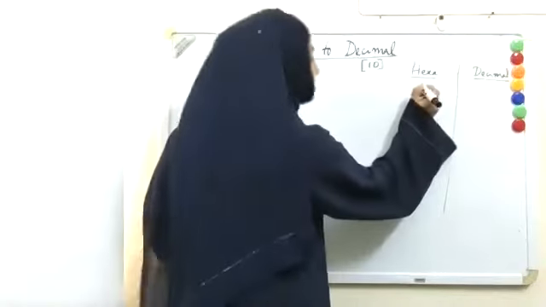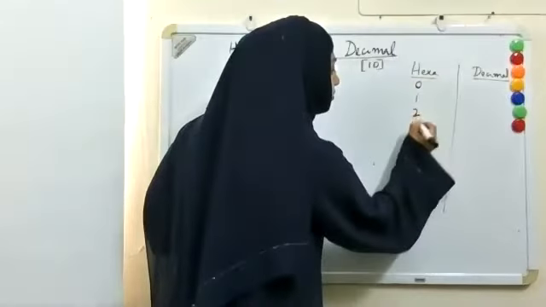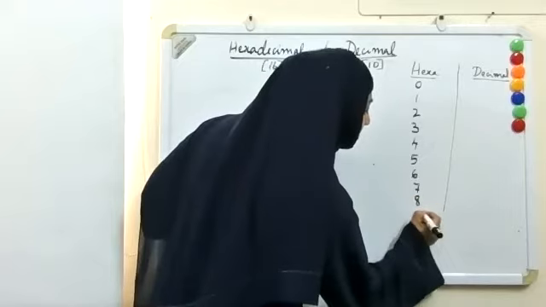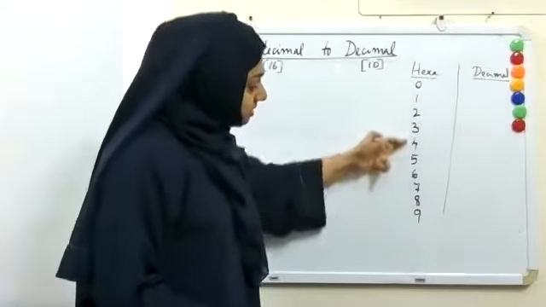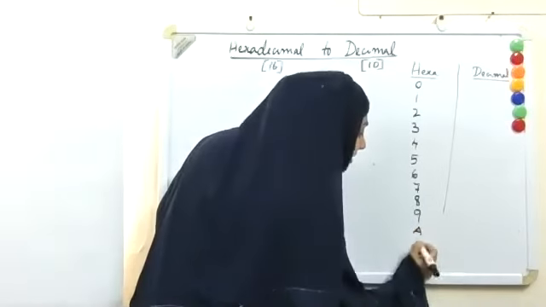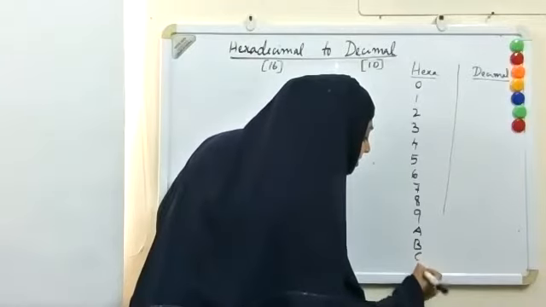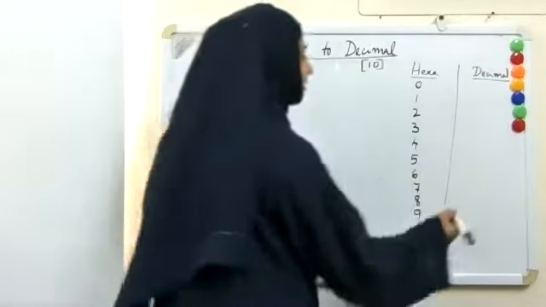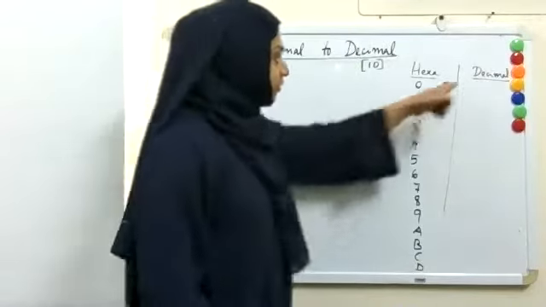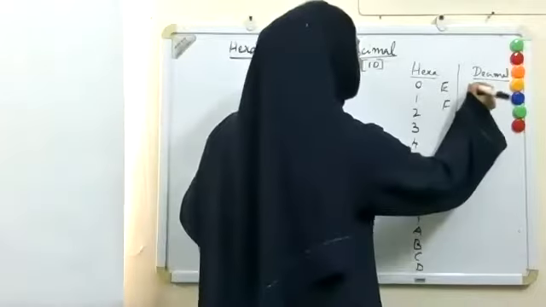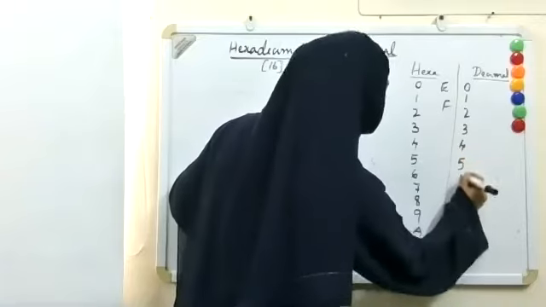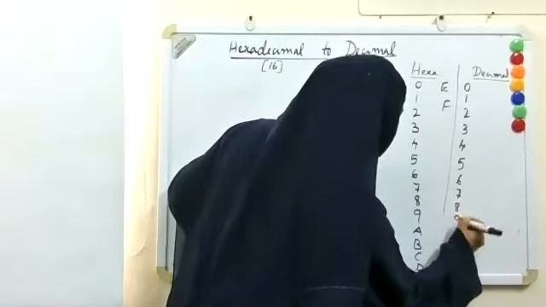16 symbols. Starting from 0: 0, 1, 2, 3, 4, 5, 6, 7, 8, 9. And this is only 10. So 6 more. We will take A, B, C, D, and let me write here E and F. For the decimal number system, it will be the same: 0, 1, 2, 3, 4, 5, 6, 7, 8, 9.